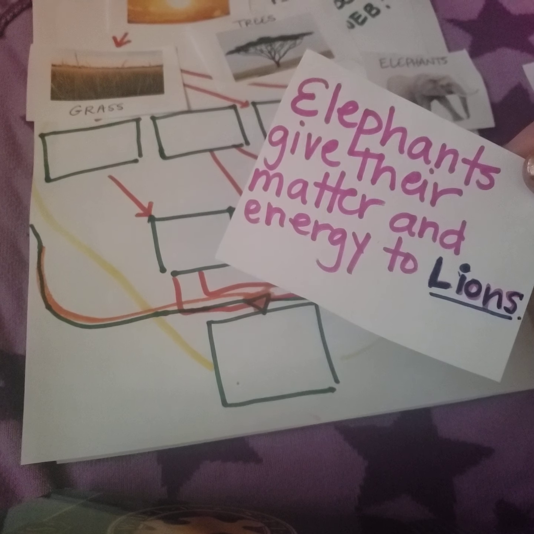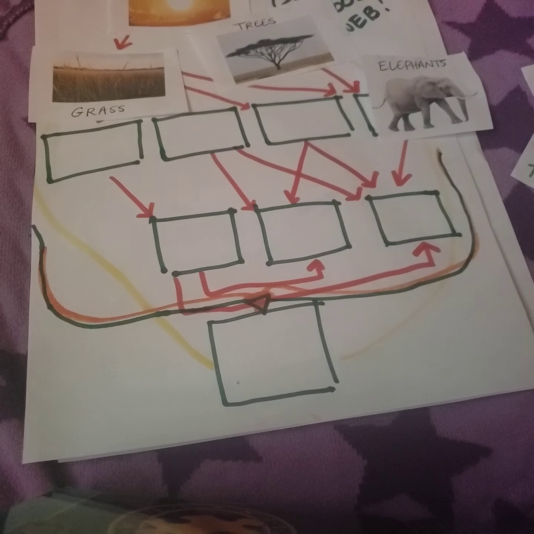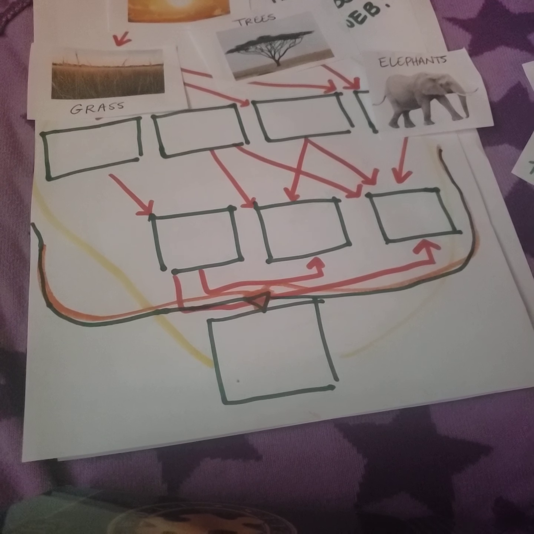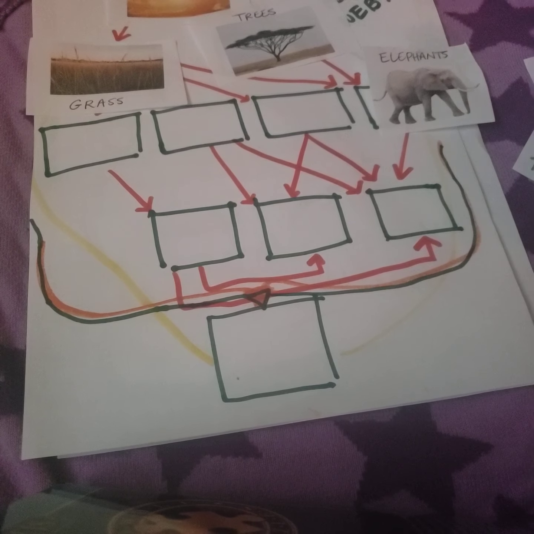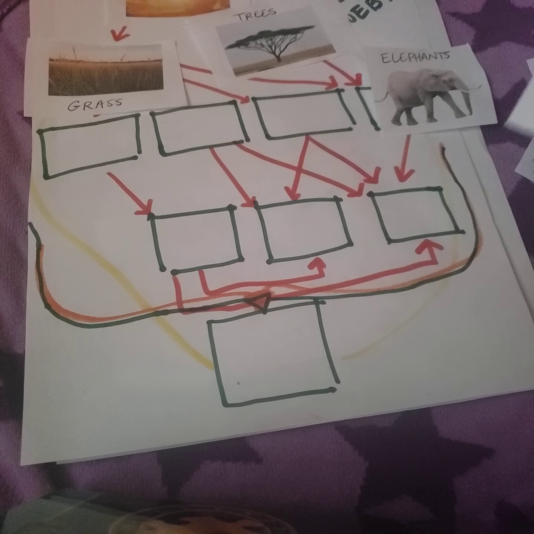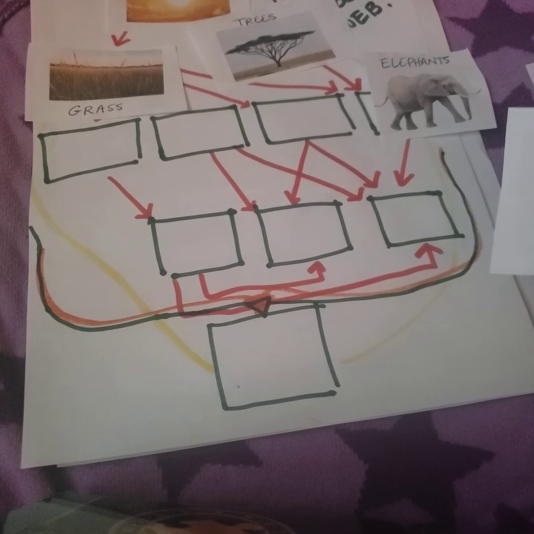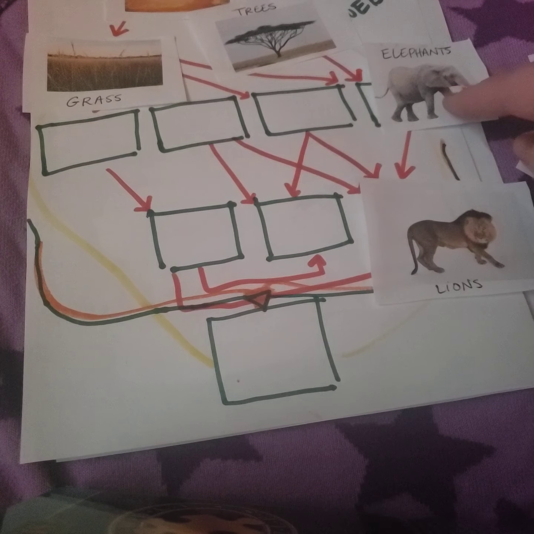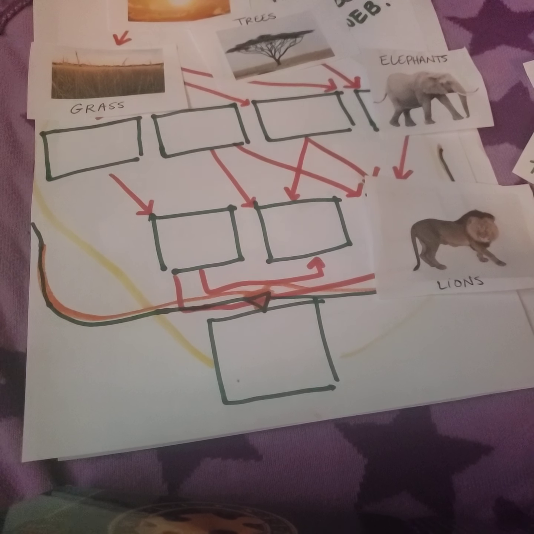Elephants give their matter and energy to lions. Now, it is very hard for any animal to consume or eat an elephant, but lions do work in social groups with many lionesses hunting together. So if they find an elephant that is small enough that they can take down, or if it's an older, maybe sicker elephant, it might be a little bit easier. But the elephant, the primary consumer, giving its energy, there's our arrow there, giving its energy to the lion.